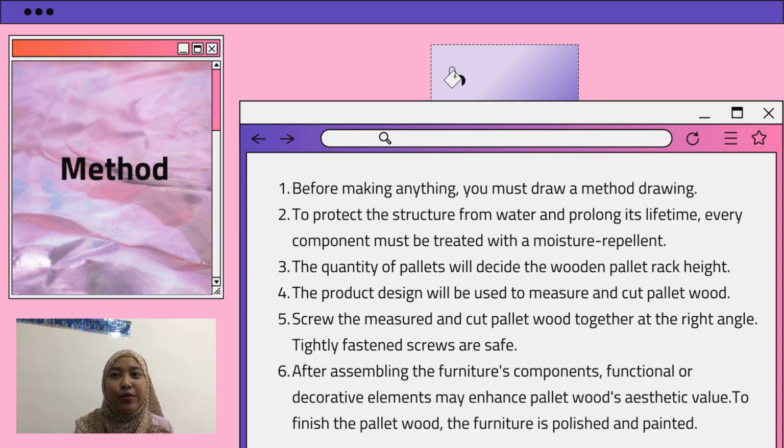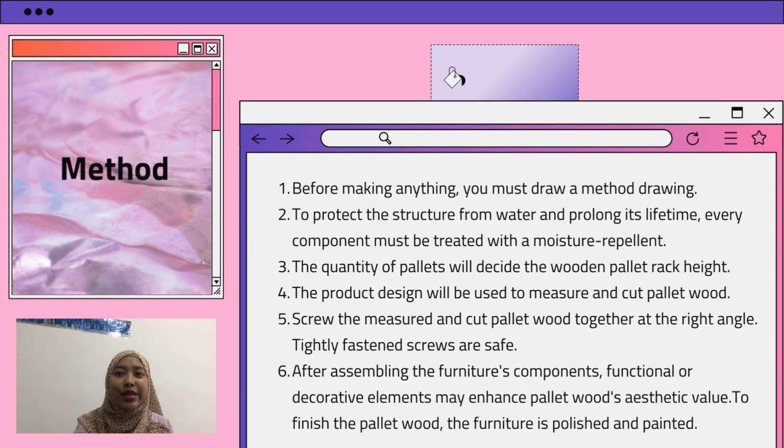Next, I will present the methodology to make pallet furniture. Before making anything, you must draw the method drawing. Second, to protect the structure from water and prolong its lifetime, every component must be treated with a moisture repellent. Third, the quantity of pallets will decide the wooden pallet rack height.